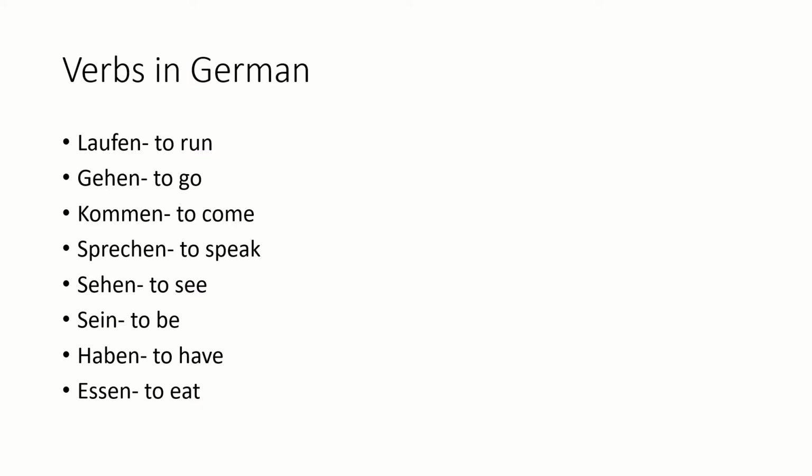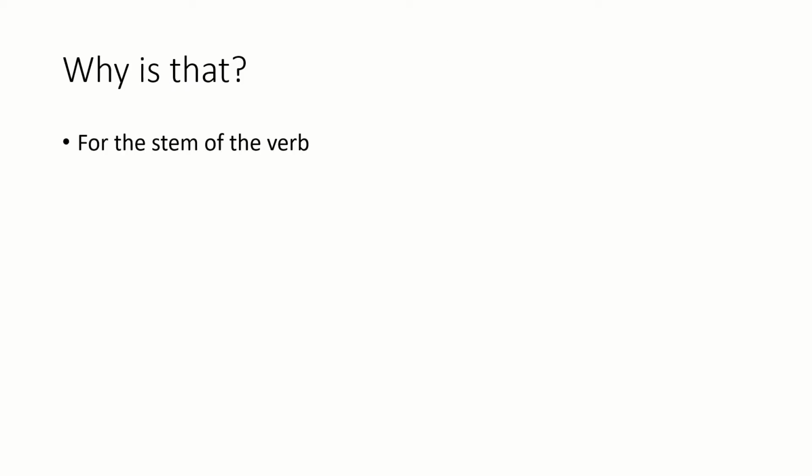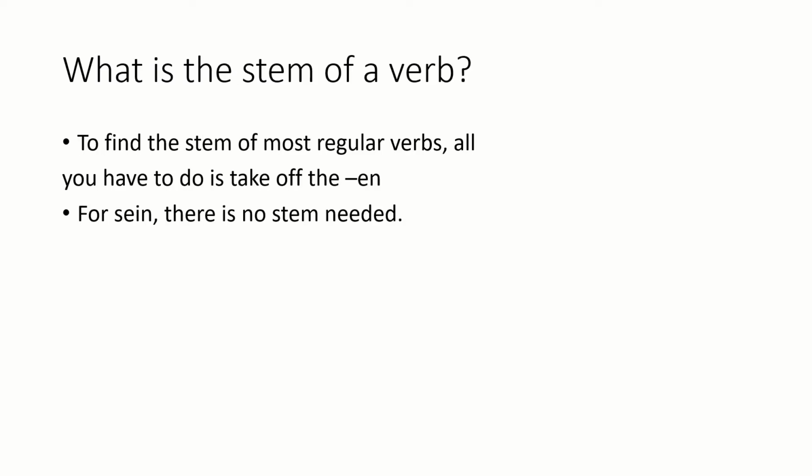Alright, so now that we know it in German, did you notice anything about the verbs? Well, if you said they end in en, you'd be right, except for sein, which is a little bit of an anomaly since it's irregular. They all end in en, and that's pretty important because you need the en to be there, so you can find the stem of the verb.